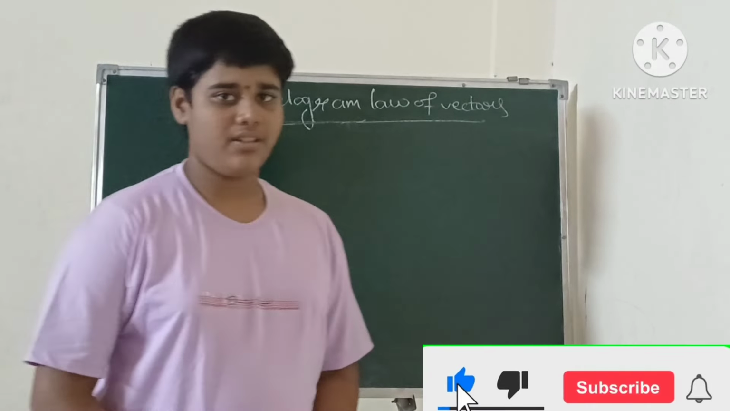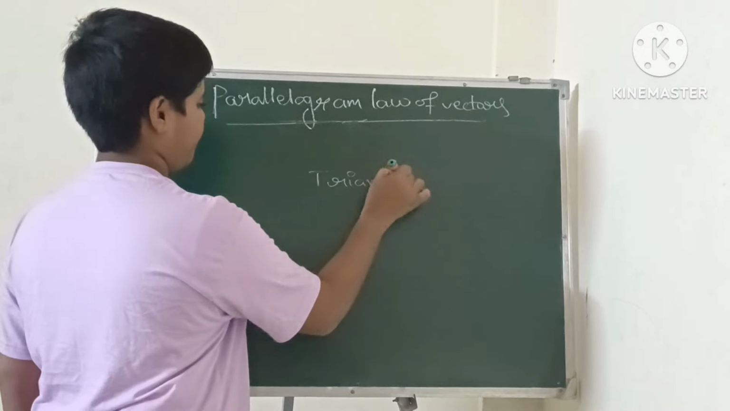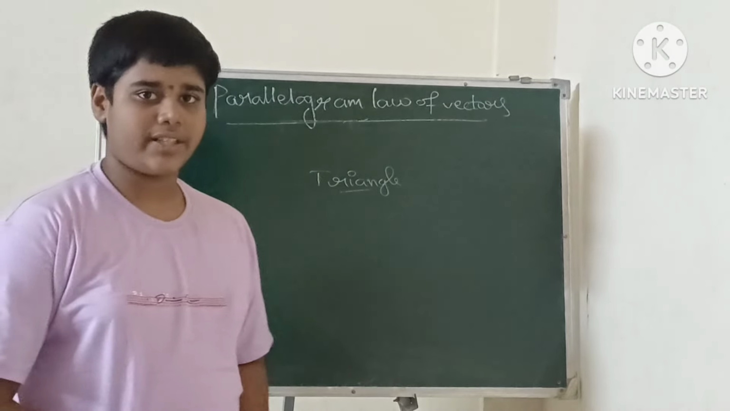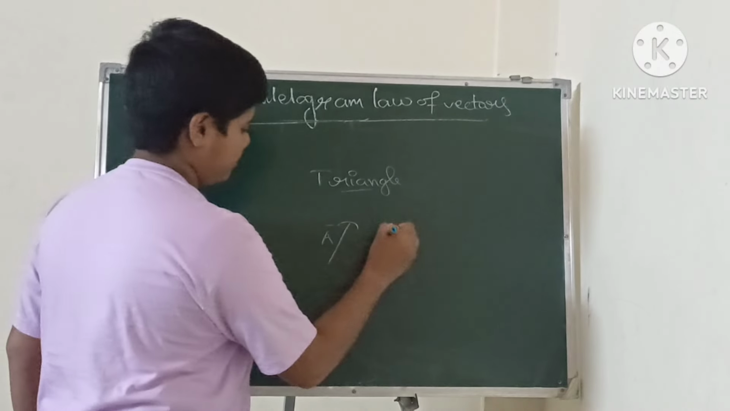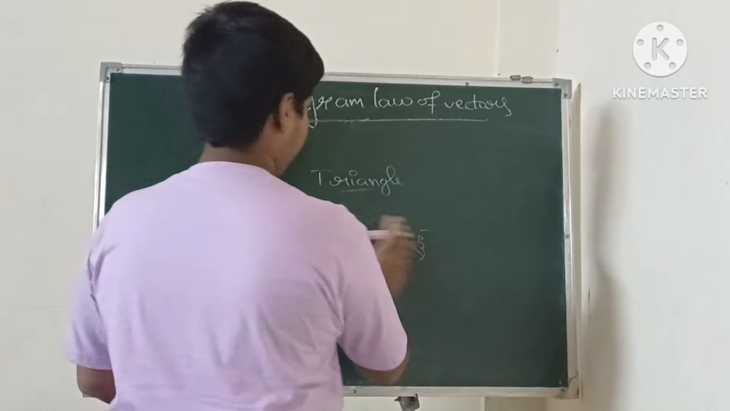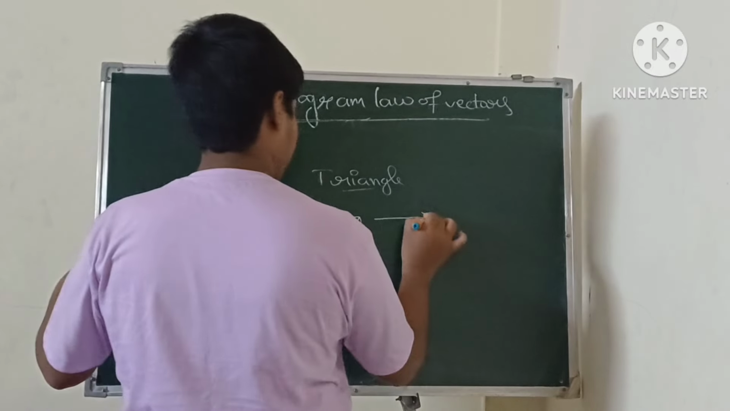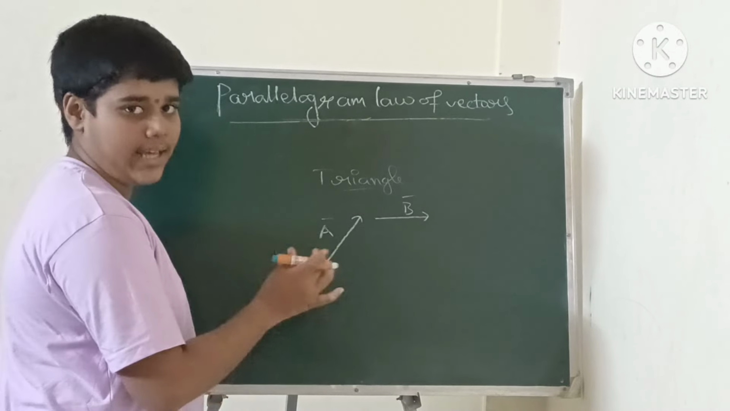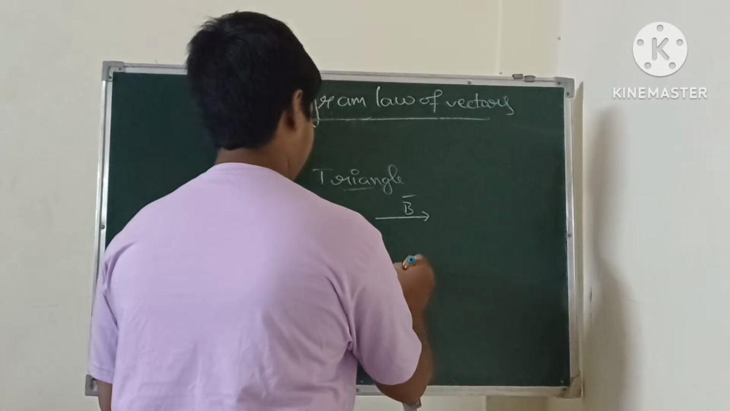Here we already learnt about triangle law of vectors. Triangle law of vectors means if two vectors are given, those are represented as sides of a triangle. If they give this is A bar and this is B bar, we have to represent these two vectors as sides of this triangle like this. Here this is A bar.